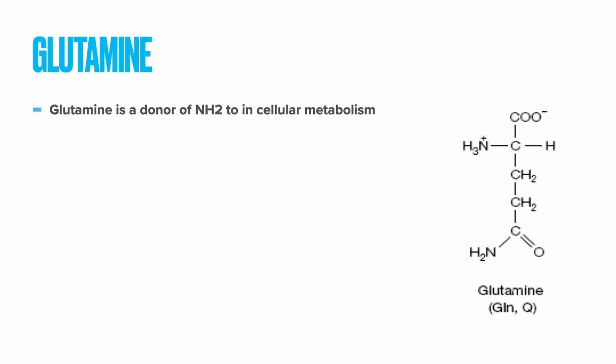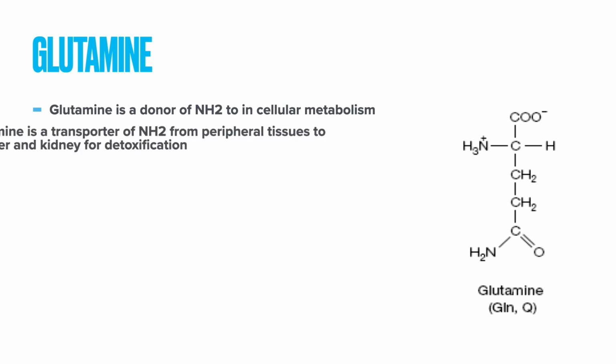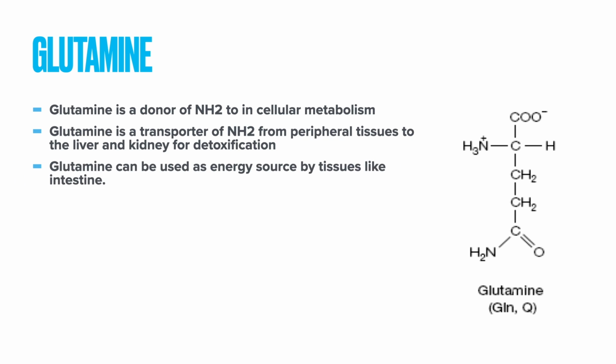Coming to glutamine. Glutamine is a donor of amino group in cellular metabolism. Wherever you see amino group containing metabolic intermediates like N-acetyl glutamate, N-acetyl galactosamine, N-acetyl glucosamine, glucosamine, galactosamine, all these things, wherever an amino group is part of a metabolic intermediate, remember that it is coming from glutamine. Glutamine also helps in transport of amino group from peripheral tissues to the liver for detoxification, and glutamine can be used as energy source for tissues like intestine.